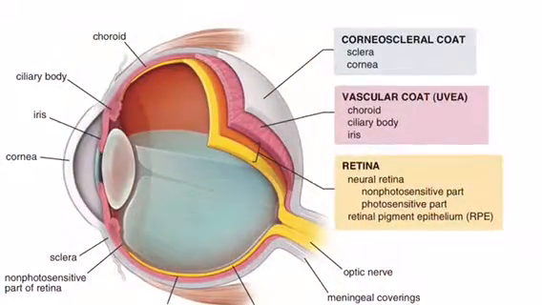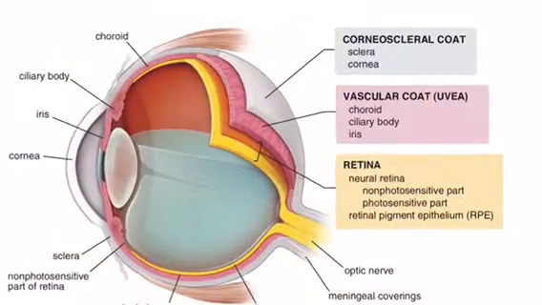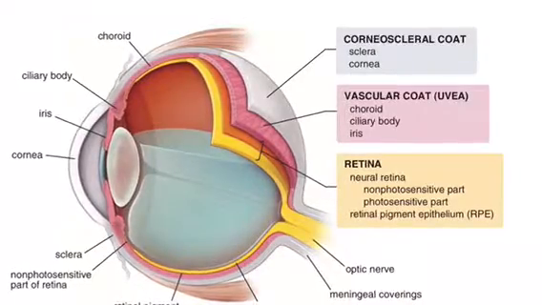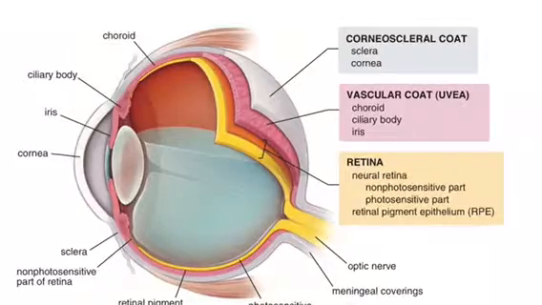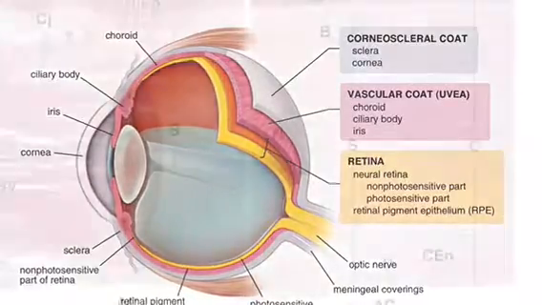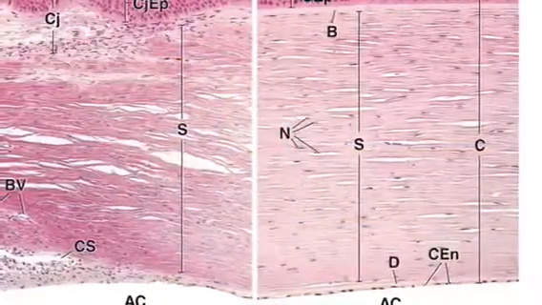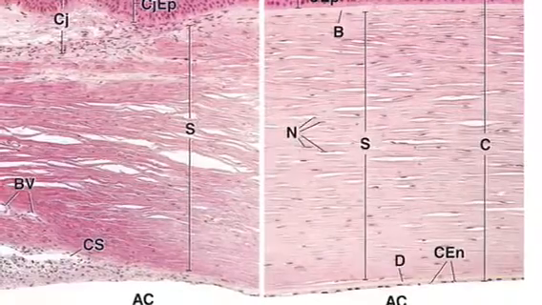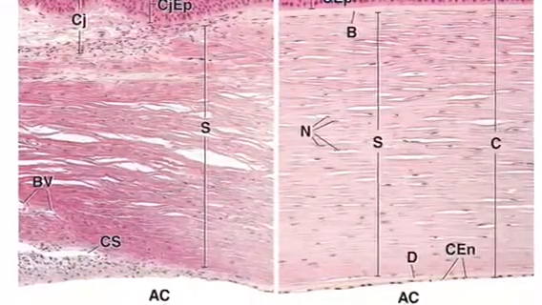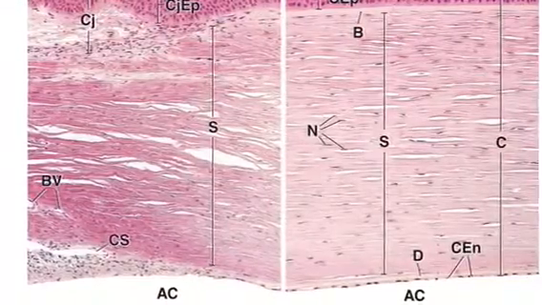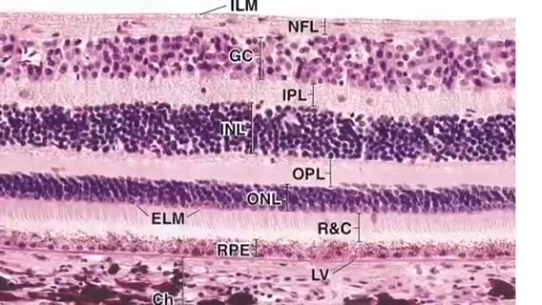The wall of the eye consists of three concentric layers or coats. The eyeball is composed of three structural layers: the corneoscleral coat, the outer or fibrous layer, includes the sclera, the white portion, and the cornea, the transparent portion.